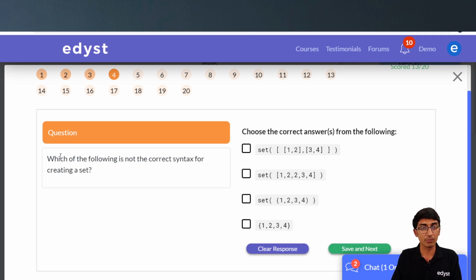Okay. Which of the following is not correct syntax for creating a set? So actually all of them are correct syntax for creating a set. This is a wrong question from our side, but all of them are a correct syntax for creating a set.